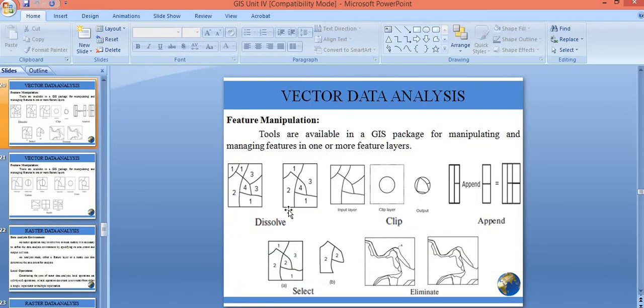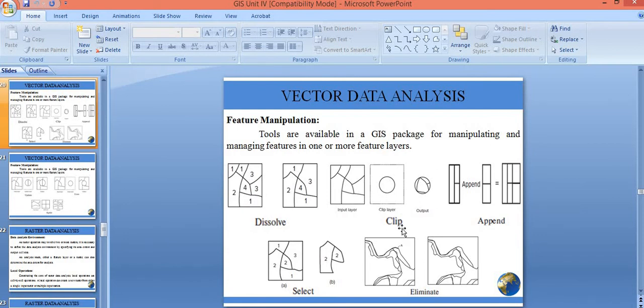And feature manipulation. Feature manipulation deals with feature level operations. Earlier when we discussed buffering, of course buffering also deals with individual features, but your overlay operation is purely based on the layers, layer level operations. But in feature manipulation we will be manipulating the features. Say for example here you have an operation called dissolve. When you say dissolve, if adjacent polygons are of the same name, then they will be merged together. That is what is called dissolve.